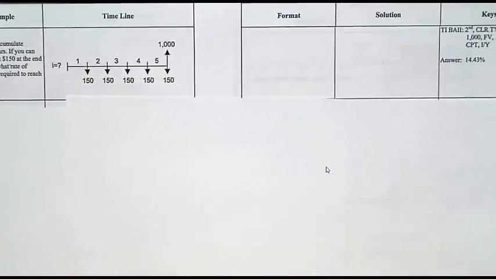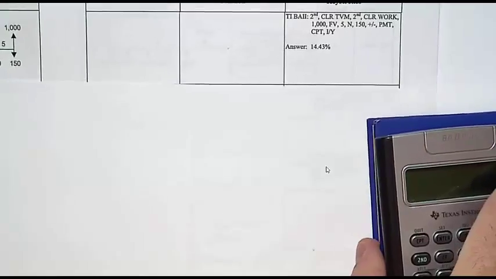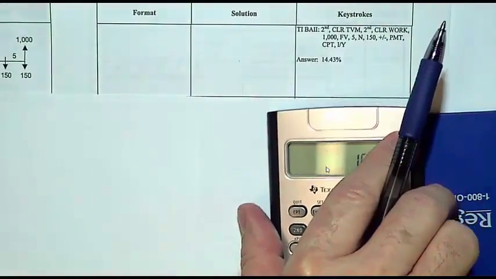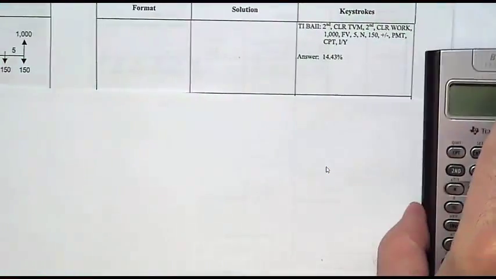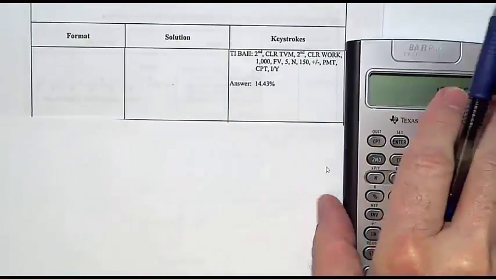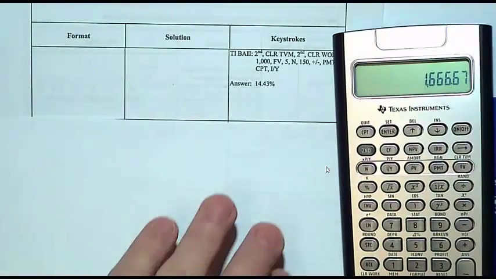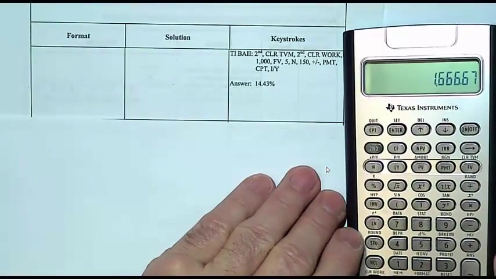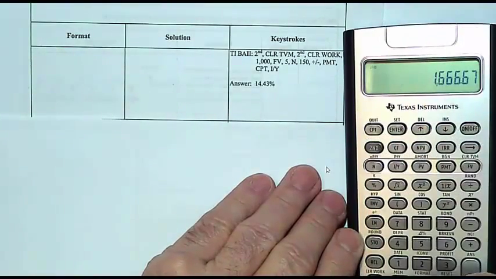And in this one, we're not going to show the calculations. It's more complicated than we need to do. And besides, we are calculator people. So we're going to go ahead and calculate what this is, and I can get my little footstool out of the way here. So we're going to clear everything. Second, clear TVM. Second, clear work.